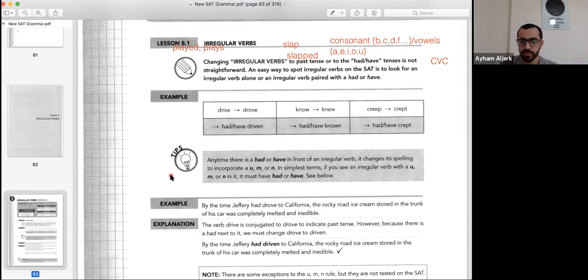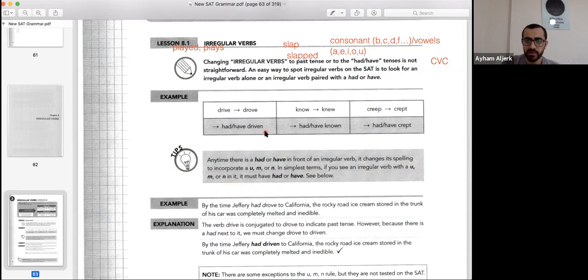Here there's a tip that might be helpful. Anytime there is a had or have in front of an irregular verb, it changes its spelling to incorporate a U, M, or N. In the simplest terms, if you see an irregular verb with a U, M, or N in it, it must have had or have.